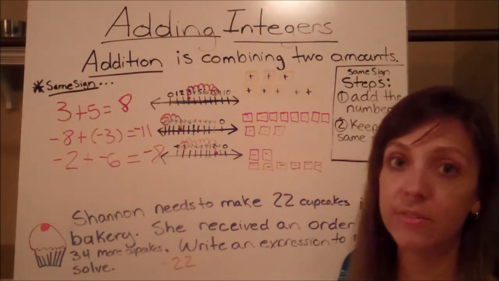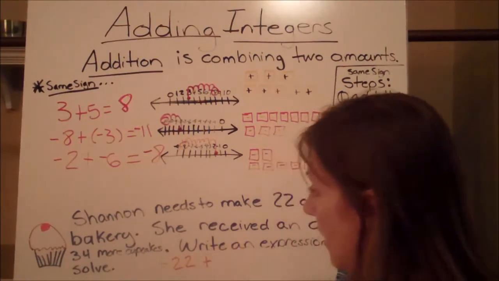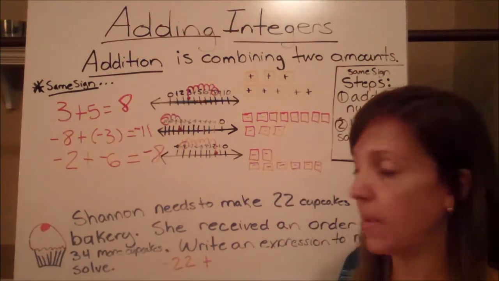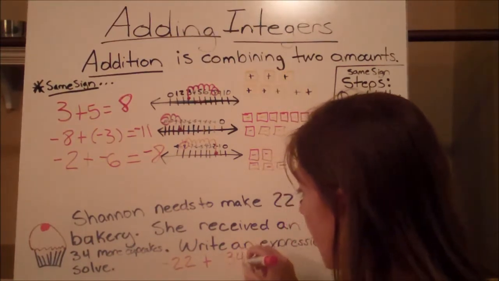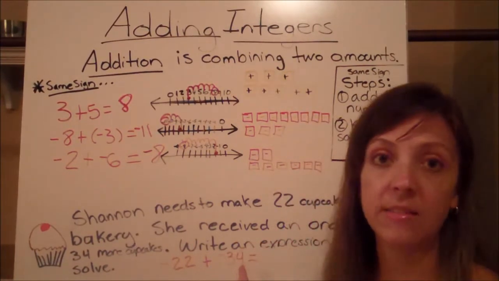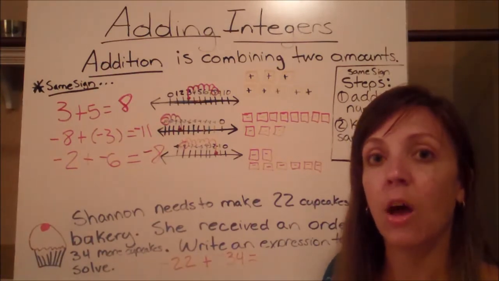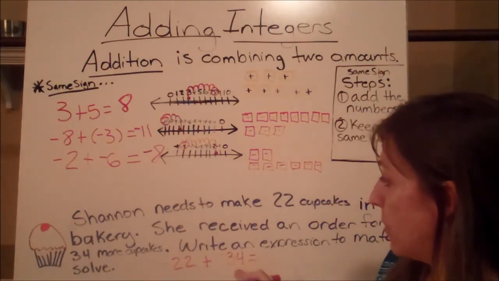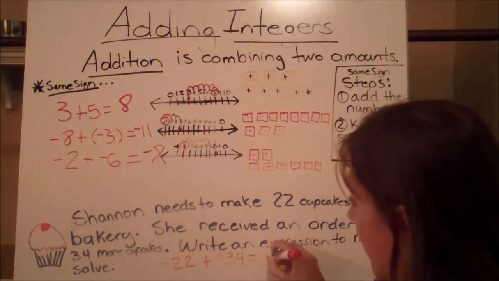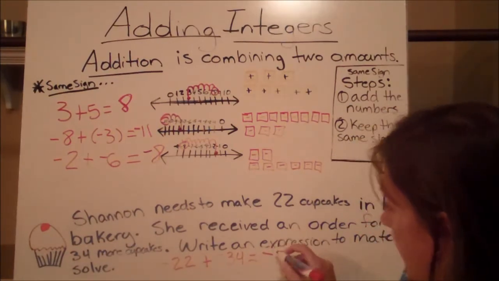And then she receives an order for 34 more, so negative 22, because she has not yet made them, and then negative 34, because again, these are cupcakes that have not been made yet. She needs those cupcakes. A need would represent a negative integer. Negative 22 plus negative 34 is negative 56.